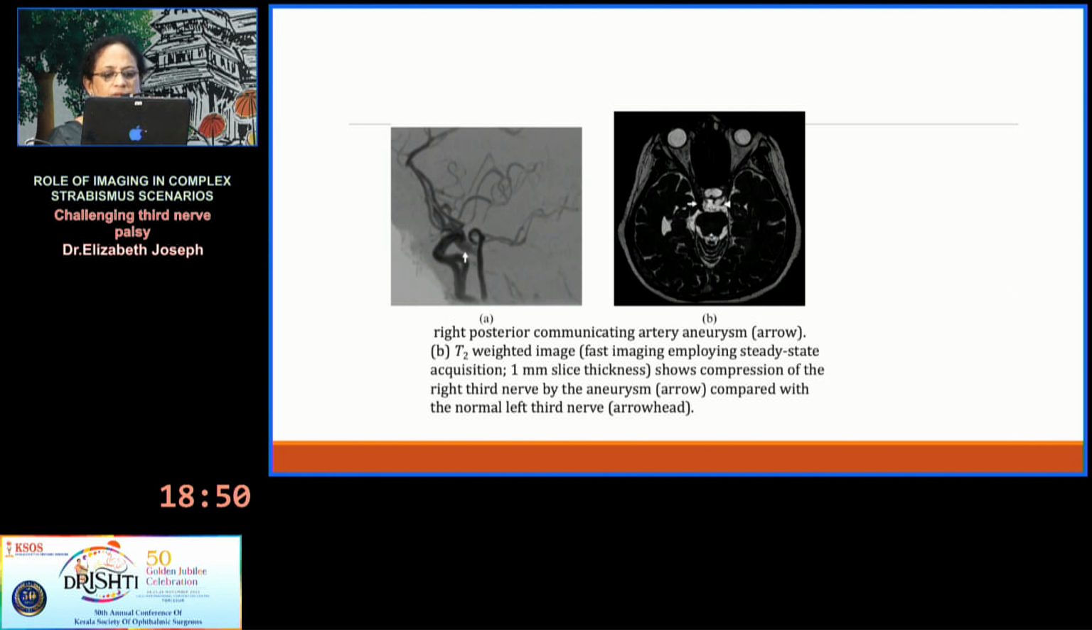See, this is a right posterior communicating artery aneurysm. You can see this demonstrated in the MR angiogram, and then the T2 weighted image showing thickening of the aneurysm pressing on the third nerve.